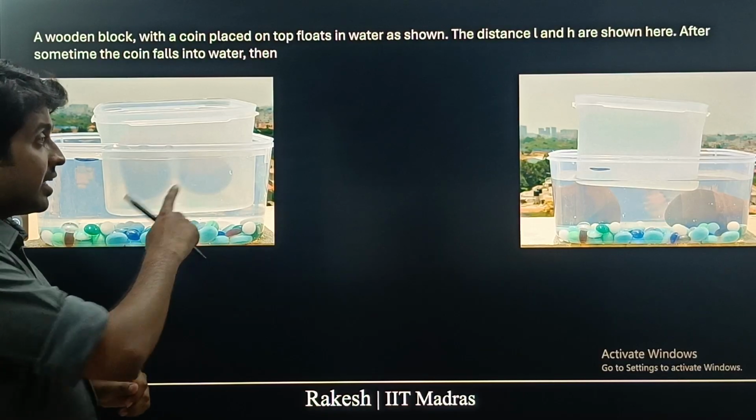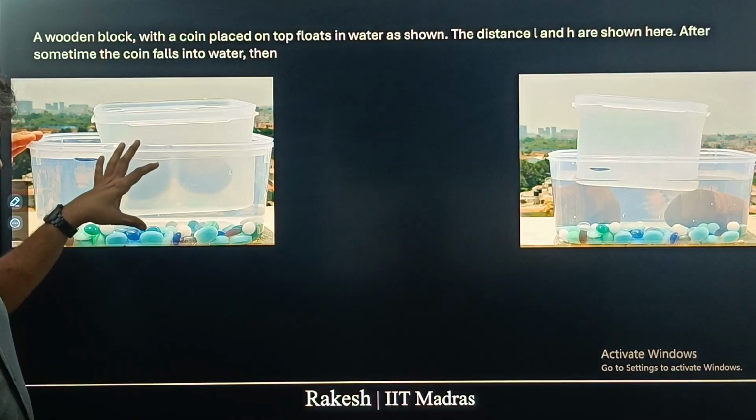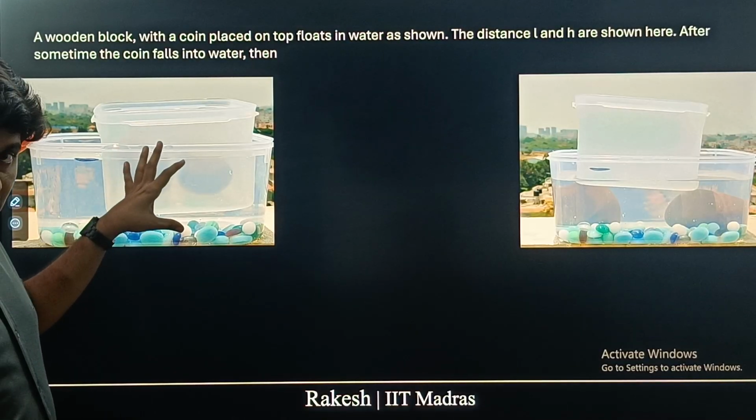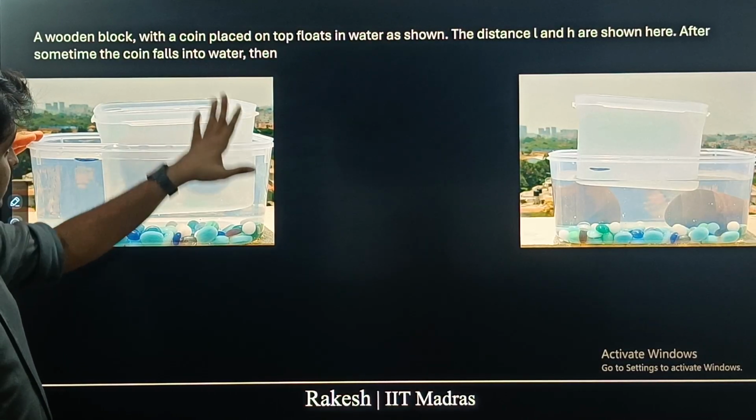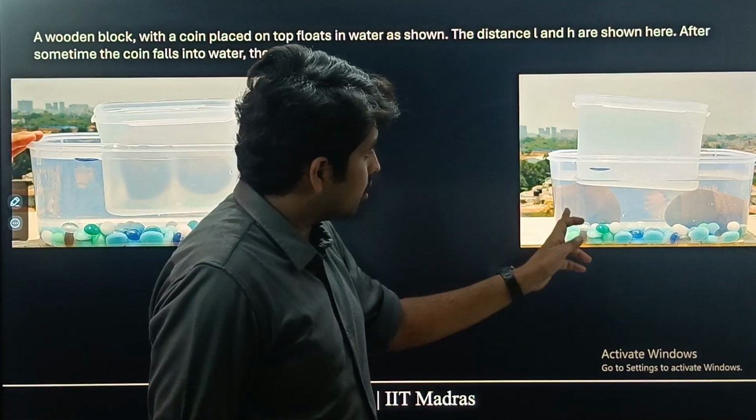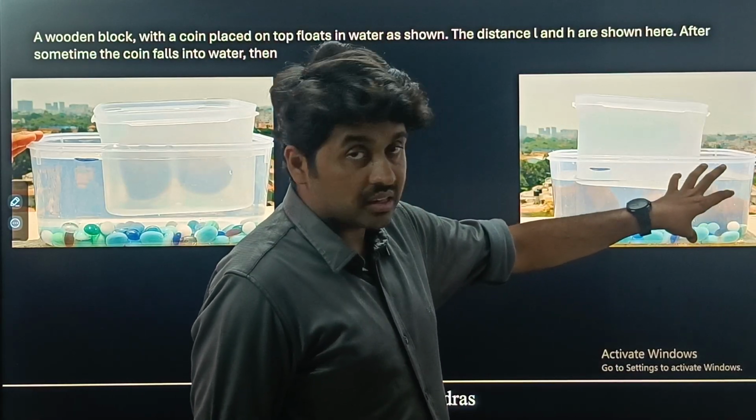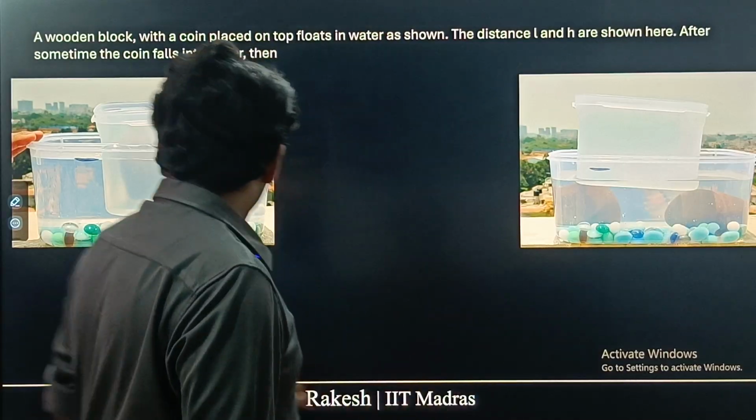I've taken images from yesterday's shot, and in the first case, the coin is there on the wooden block. So we have two stones inside our tray, which is like a wooden block. And here the coin has fallen out. These two stones are outside the wooden block, inside the water.